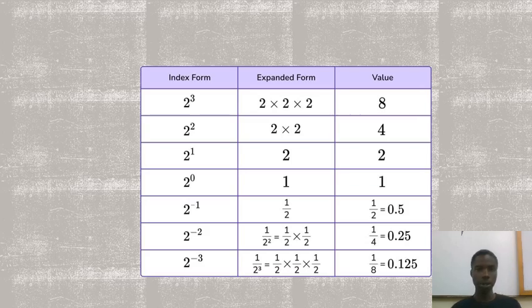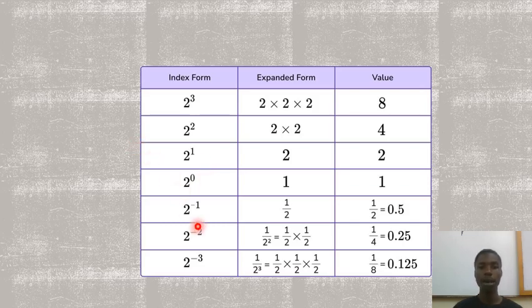For example, here we can see that 2 raised to power 3 is 2 multiplied by 2 multiplied by 2, which is 8. 2 power 2 is 2 multiplied by 2, which is 4. 2 power 1 is the same as 2, which will give us 2. 2 power 0, as we said, any number powered to 0 is 1.